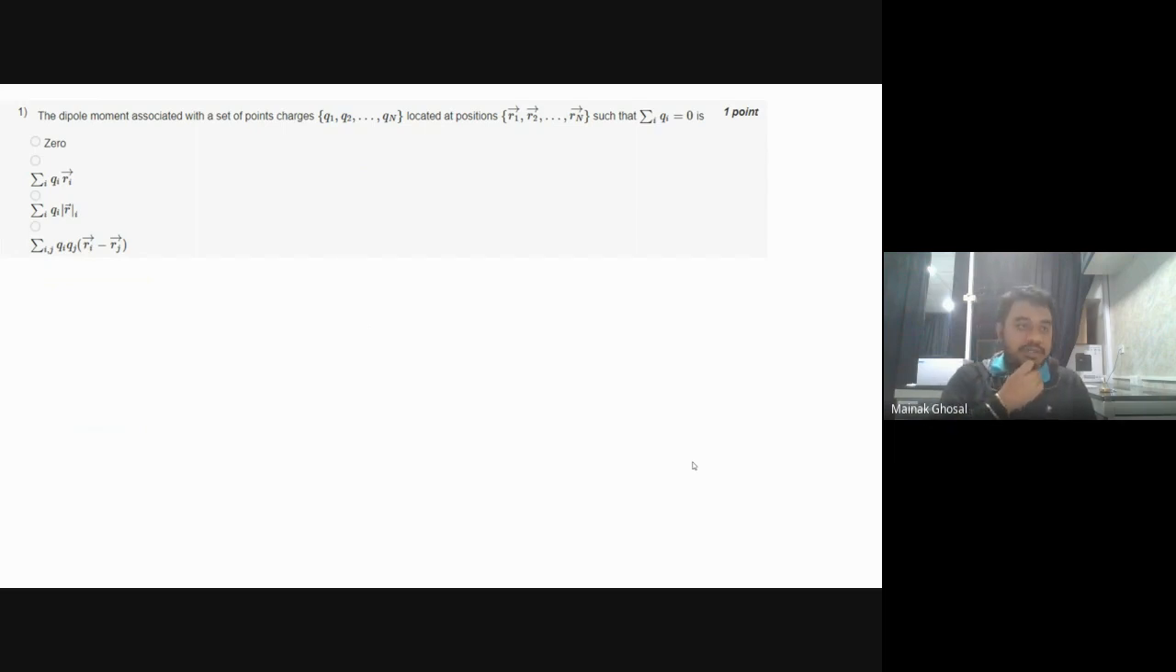So I'm coming to the questions. First question: the dipole moment associated with a set of point charges q1, q2, qn, located at positions r1, r2, rn, such that the summation of all the charges is zero. In that case, what could be the dipole moment? Could it be zero? Could it be the summation of all qi times ri, the vector? Or the summation of qi ri squared, or the summation over i and j of qi qj times ri minus rj? So what should be the answer?